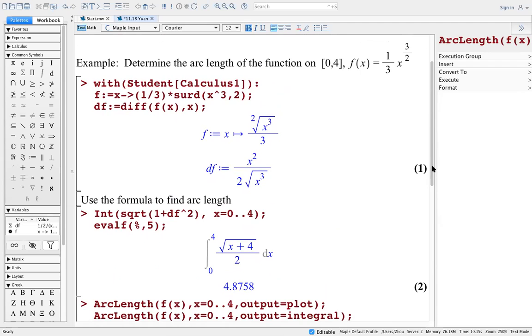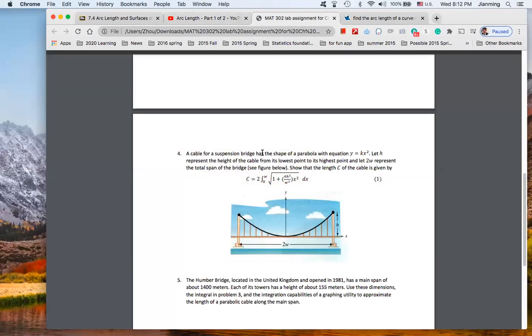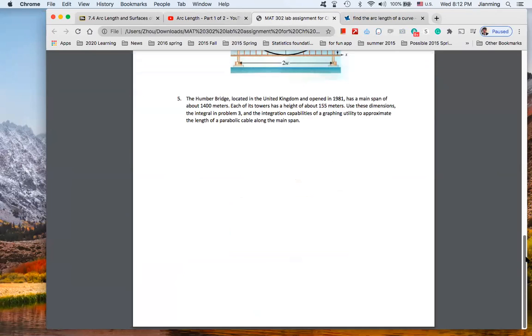Also, do we need to do the 5th question in Maple? Let's take a look at the question. Did she say anything about it? You see the question now, right? Question 5. You can do it with the command or the formula. It's up to you, because all you need to do is identify the formula and identify the a and b values. Then you can just do it.